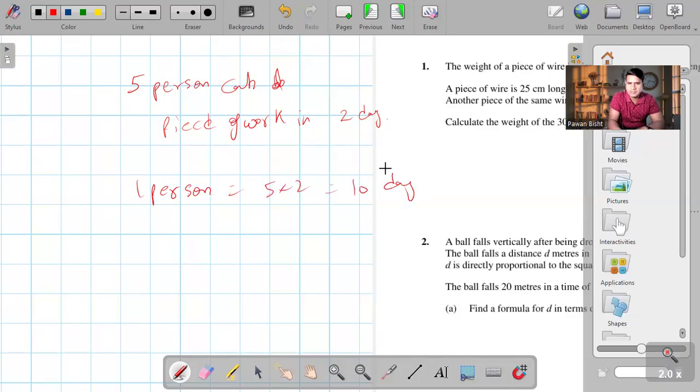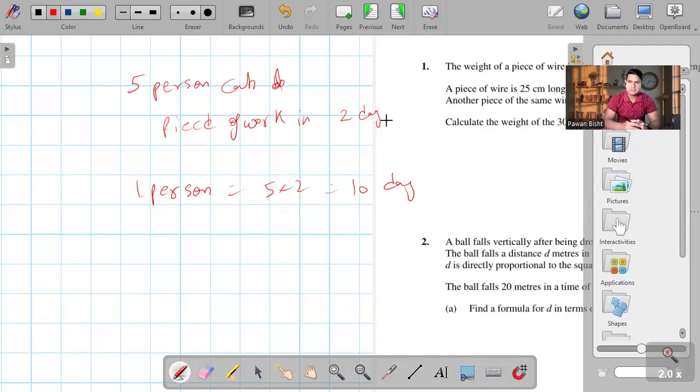Because if 5 people are taking 2 days and one person is doing the same work, that person needs more number of days, right? So this type of variation is called inverse variation. The number of persons is decreasing, the number of days they require to complete the work is increasing. So this type of variation is inverse variation.